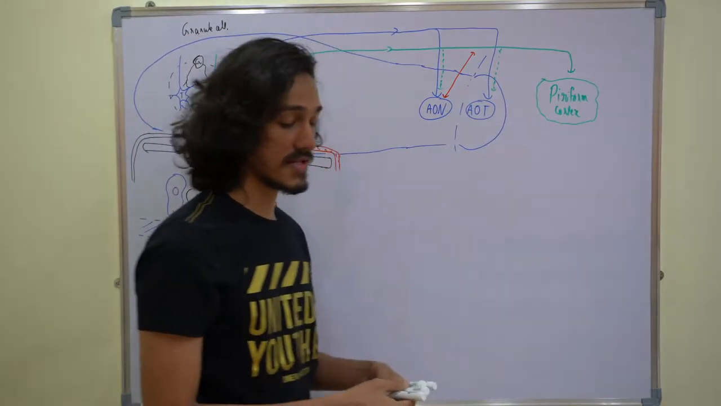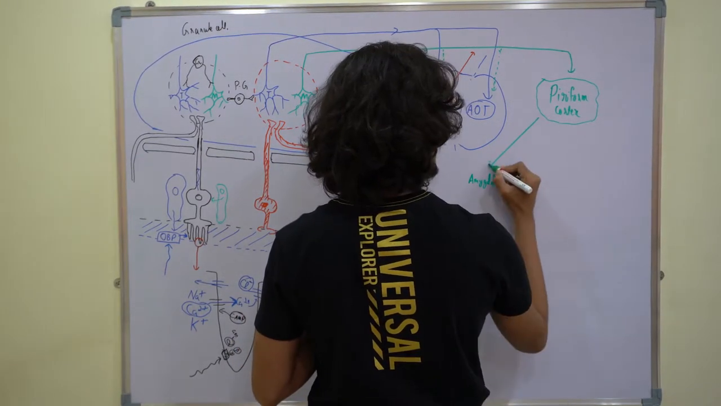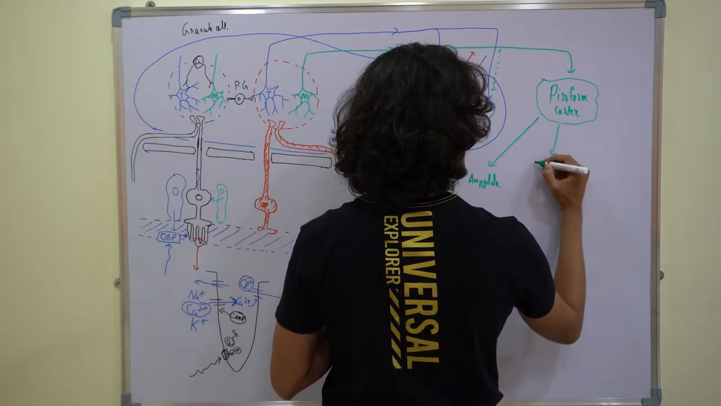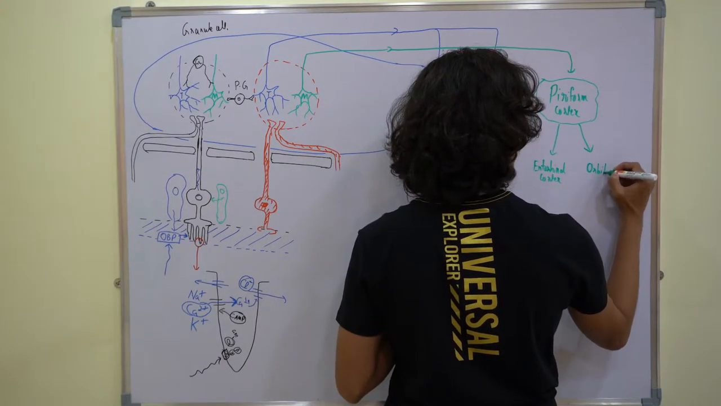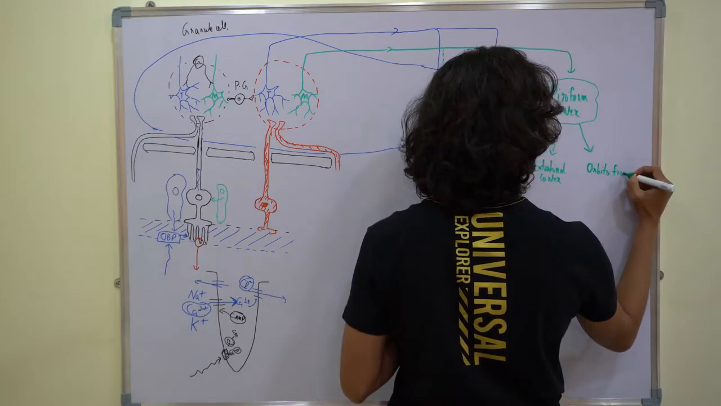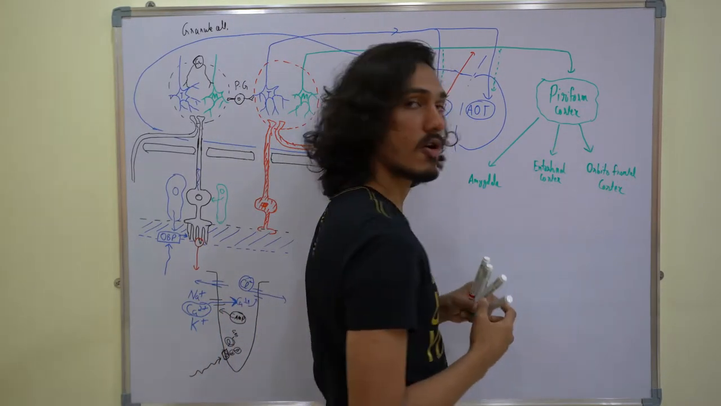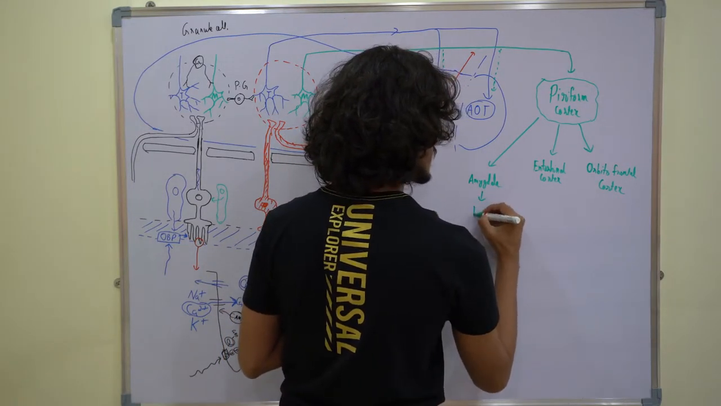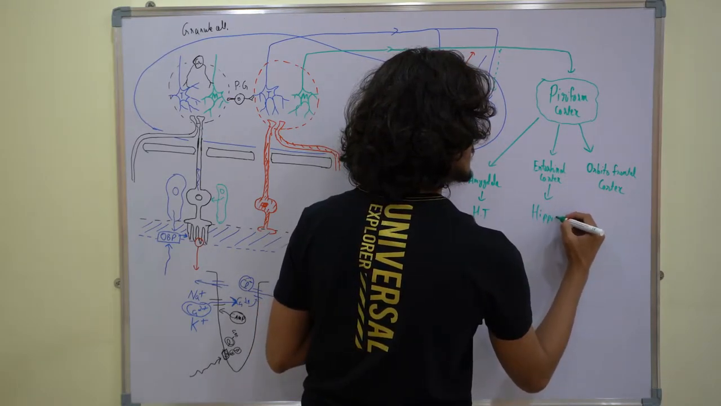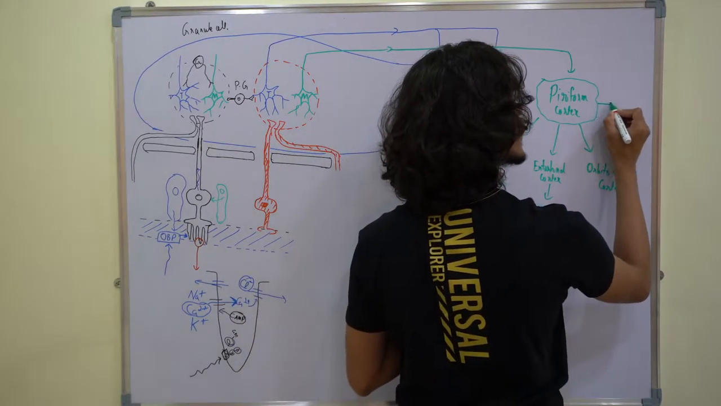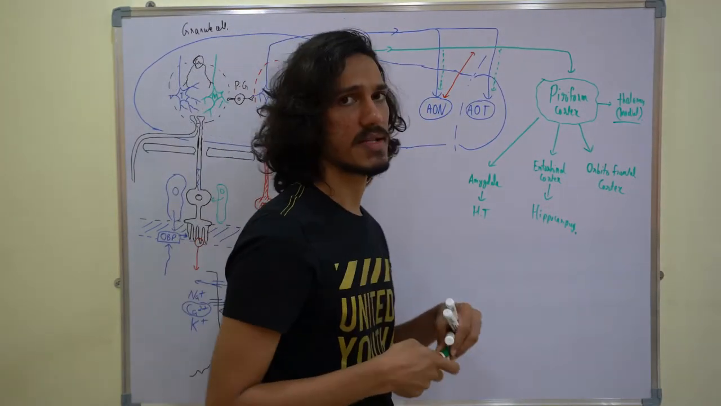So from the pyriform cortex, it is going to go to parts of your amygdala. It is going to go to the entorhinal cortex. It is going to go to the orbitofrontal cortex. We got the amygdala, we got the entorhinal cortex, we got the orbitofrontal cortex. From the amygdala, it goes to the hypothalamus. From the entorhinal cortex, it goes to the hippocampus. And from the pyriform cortex, it also goes to parts of the medial part of the thalamus. So, a more medial part of the thalamus.